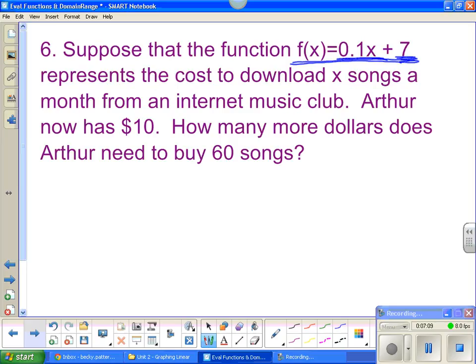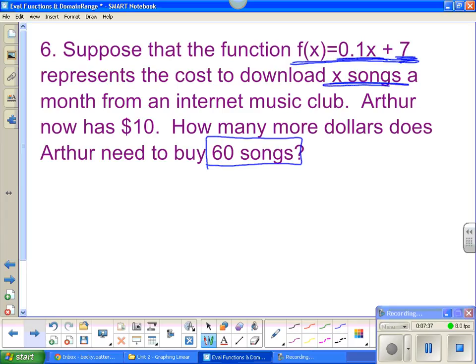Arthur now has 10 bucks. How many more dollars does Arthur need to buy 60 songs? This is where it's really important to read, not just find numbers and start plugging them into things. If he's got 10 bucks, he does not have enough to buy 60 songs. So what's the first thing I need to find? I need to find how much money it costs to buy 60 songs.